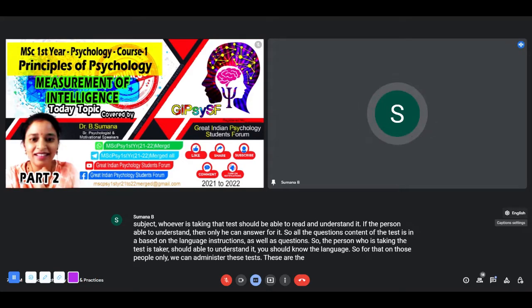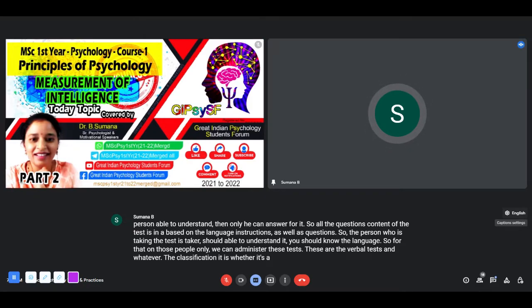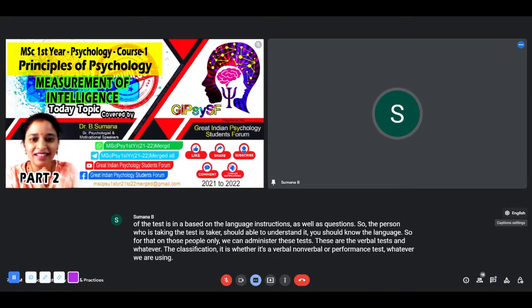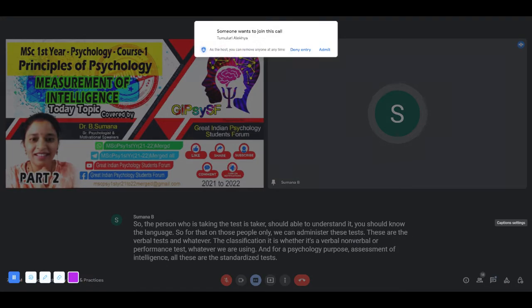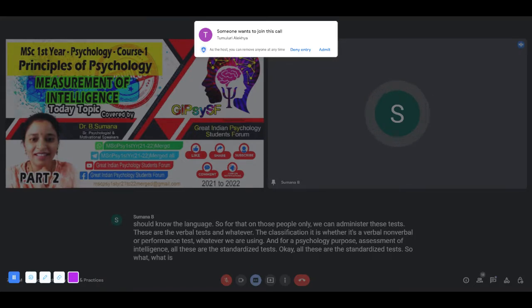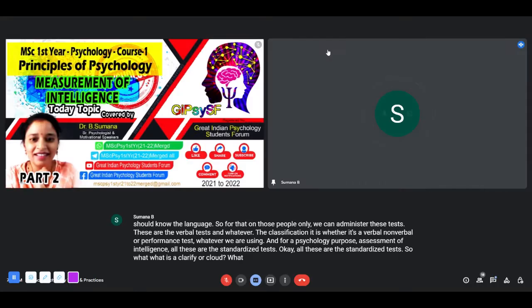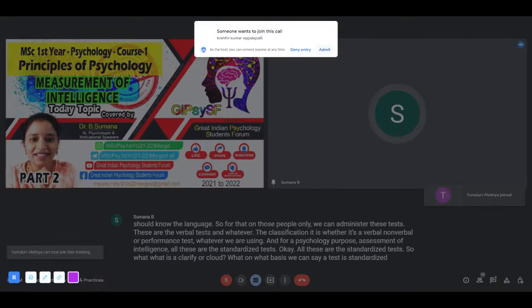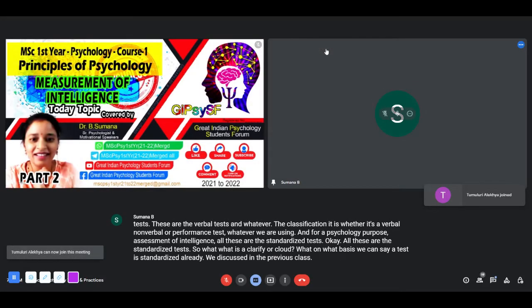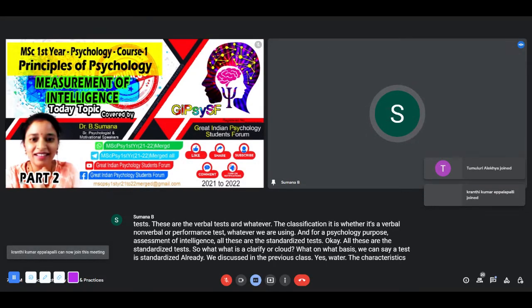These are the verbal tests. Whatever the classification, whether verbal, non-verbal or performance test, whatever we are using for psychological assessment of intelligence, all these are standardized tests. On what basis can we say a test is standardized? We already discussed in the previous class: what are the characteristics of a standardized test?